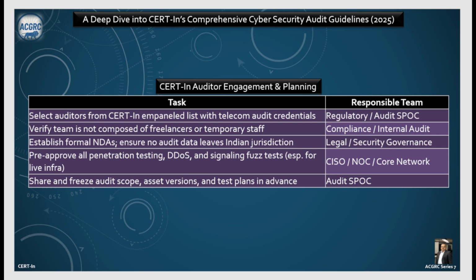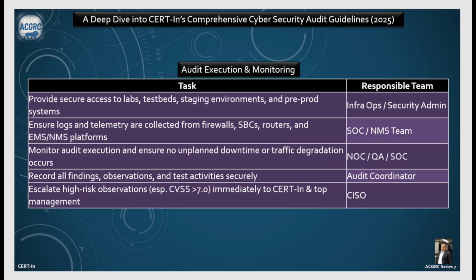Once done, you move to the next phase, which is execution and monitoring. Step 1 is to provide secure access to your labs, test beds, staging environments, and pre-prod systems. Here you would need the support of infra ops and the security admin team. Step 2 is to ensure logs and telemetries are collected from firewalls, routers, EMS, NMS platforms, etc. This is where you would need the support from SOC and the NMS team.